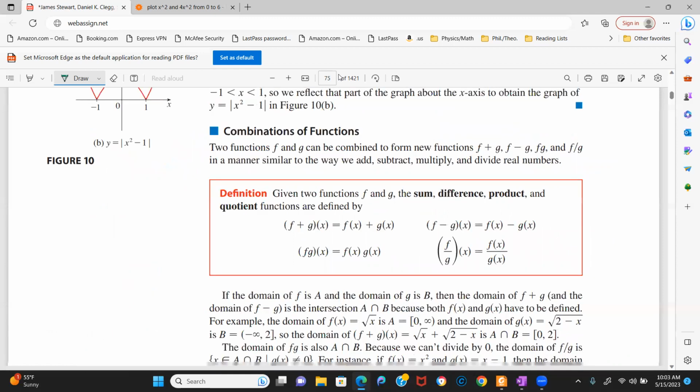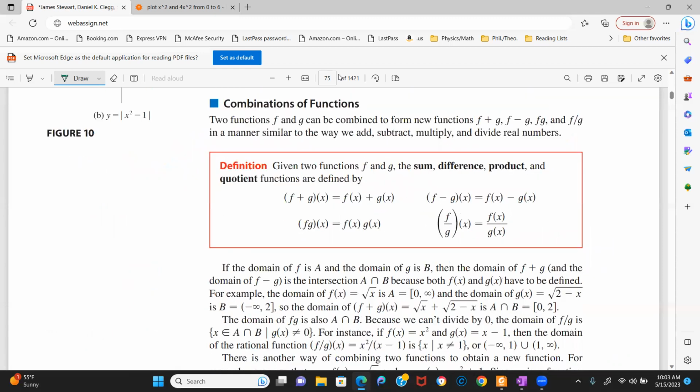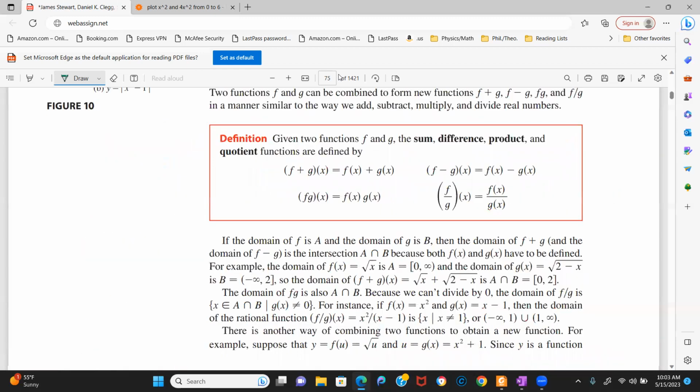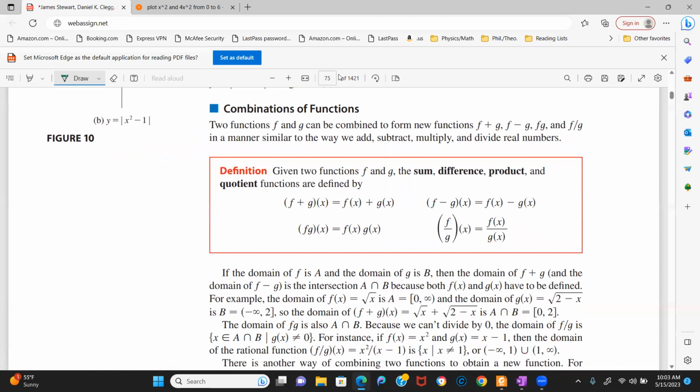All right, so now that's transformations, but now we want to look at combinations of functions. These ones are a little bit easier. I think they give a picture, no, they don't actually. I was thinking of the pre-calculus book, which has a picture kind of illustrating how this works. So basically you have a function from A to R.